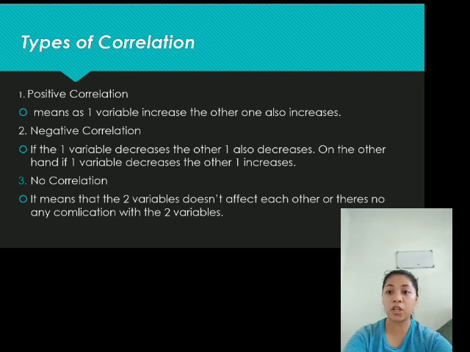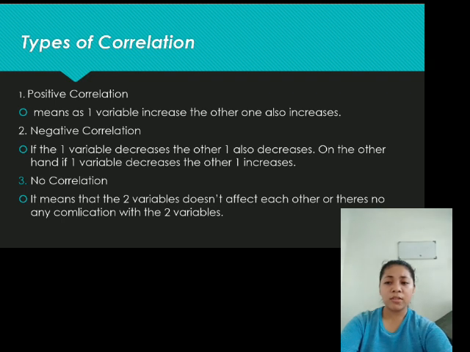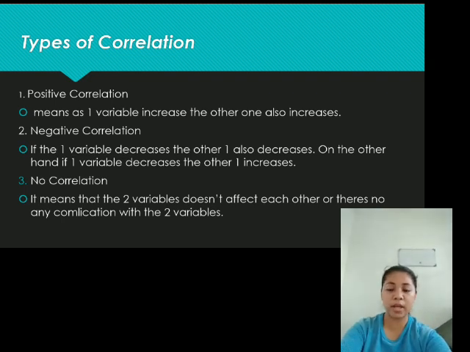And there are types of correlation. First is the positive correlation. When we say positive correlation, it means as one variable increases, the other one also increases. For example, one good example of research that I read on Google found that the performance of the teacher affects the academic performance of a student. So if the teacher is good in teaching, it is possible that the student can get high academic performance. It depends on how the teacher teaches his or her students.